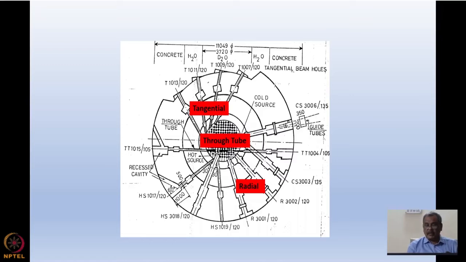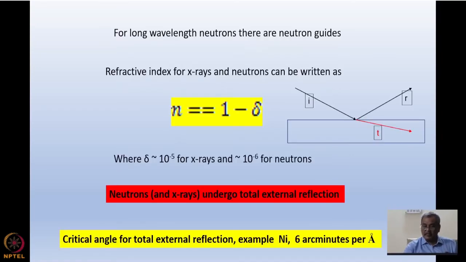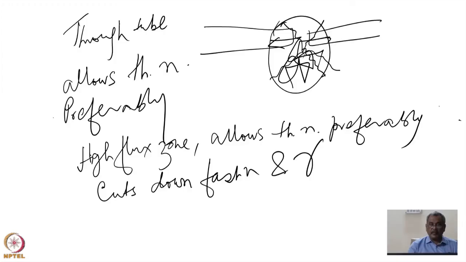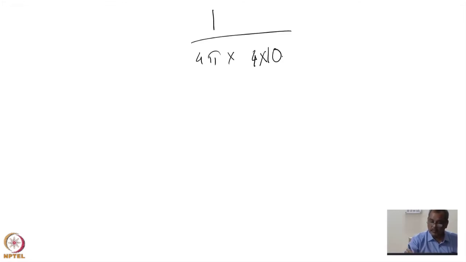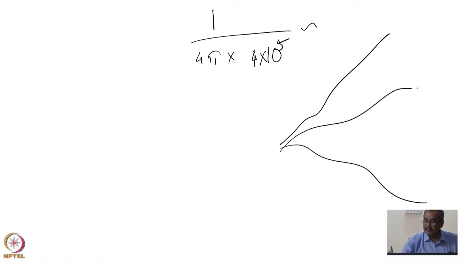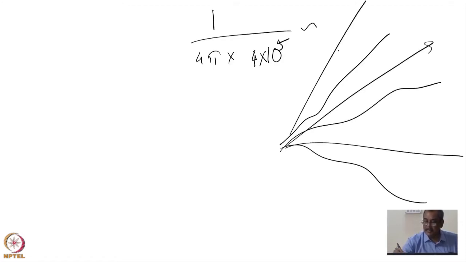So this shows you in Dhruva the number of tangential beam lines, the through tube and the radial beam lines. Now I will talk to you about neutron guides. As you see, if we want to go out 40-50 meters away, then we can't allow neutrons to flow freely, because 40 meters means 1 by 4 pi r square, which becomes 4 into 10 to the power 5. That is a huge fall. And we cannot allow the neutron beam to keep on diverging, as it does continuously going out from a point source.